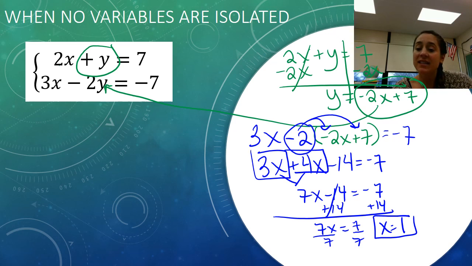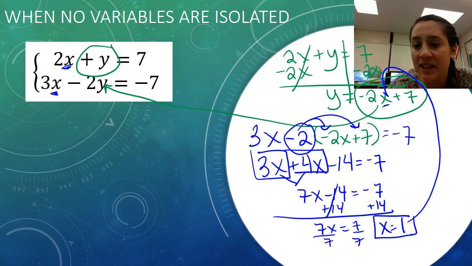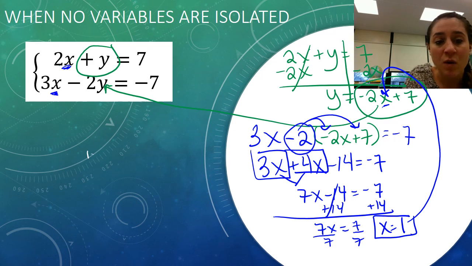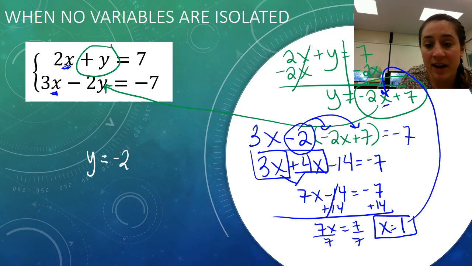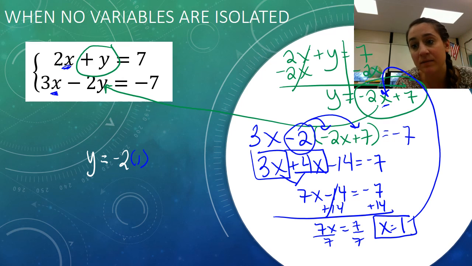So I can take this x and I can plug it into this equation. I can plug it into x over here, or x over here. It doesn't matter. I can plug it into any of those spots. I'm going to choose this equation because I think that one's going to be the easiest. So y equals negative 2, and again, instead of writing x, I'm going to write 1.